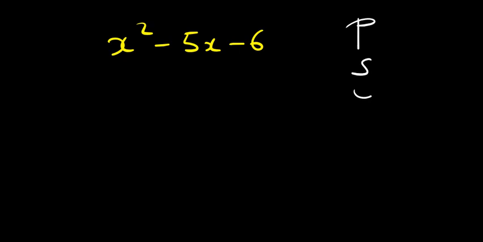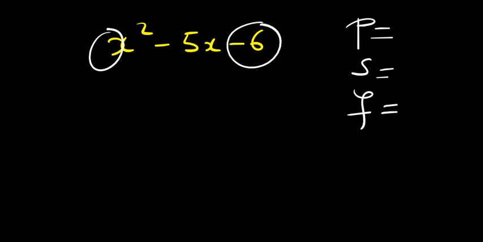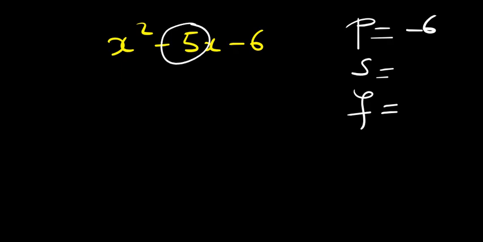But what if now we have 3 terms? Let's say this time I've got x squared minus 5x minus 6. So how do I solve such a one? I'm going to use the product, the sum, and the factor method. Where the product is the multiplication of the coefficient of x squared and the constant, which is 6. So 1 multiplied by negative 6, it will give me a negative 6. Then the sum is the coefficient of x, which is negative 5.